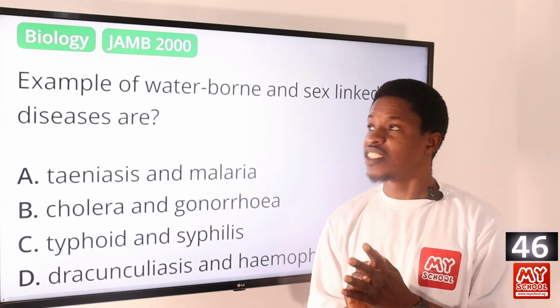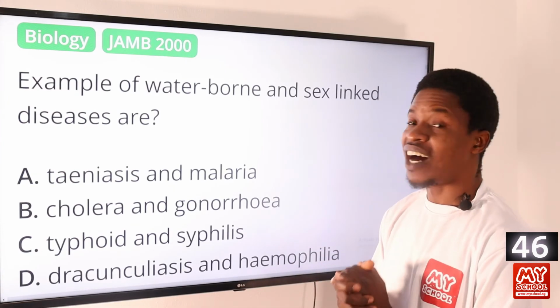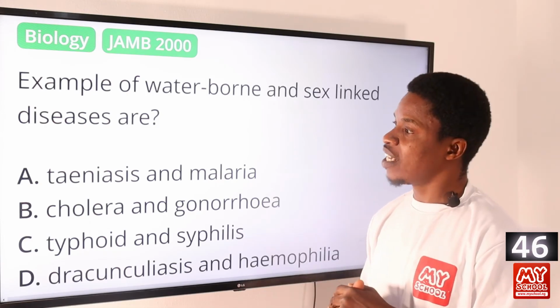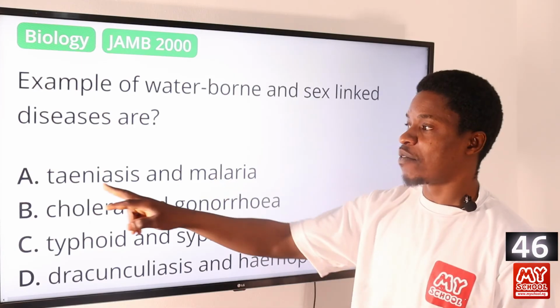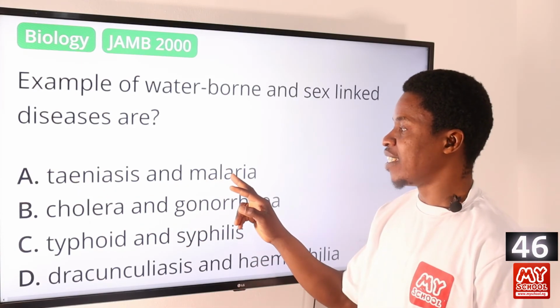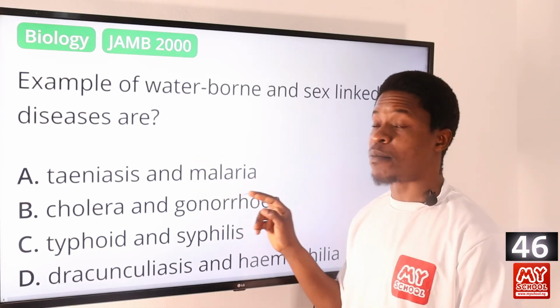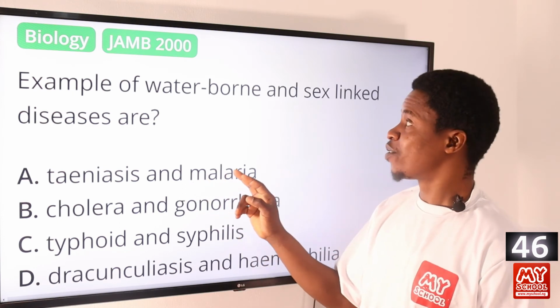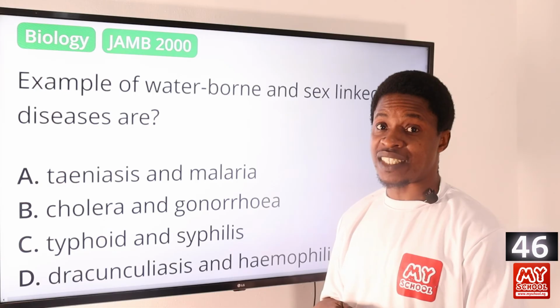Now, question number 46. Examples of waterborne and sex-linked diseases are what? Option A, we have taeniasis and malaria. Of course, malaria is caused by Plasmodium, and the vector is the female Anopheles mosquito, so that does not have anything to do with it. This nullifies option A.